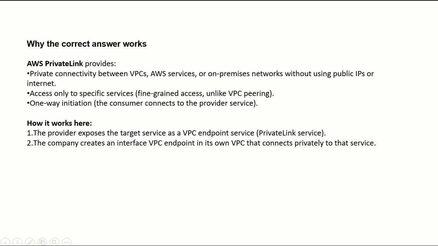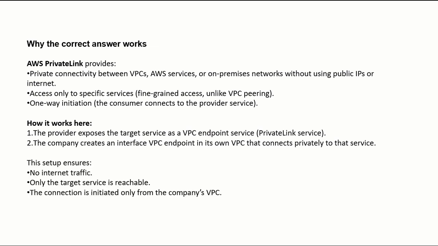How does it work? The provider exposes the target service as a VPC endpoint service, that is a PrivateLink service, and the company creates an interface VPC endpoint in its own VPC that connects privately to that service. This setup ensures no internet traffic, only the target service is reachable, and the connection is initiated only from the company's VPC.